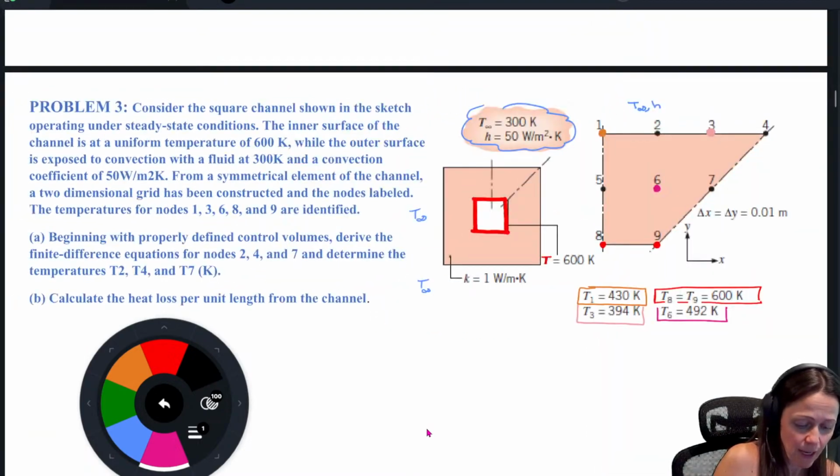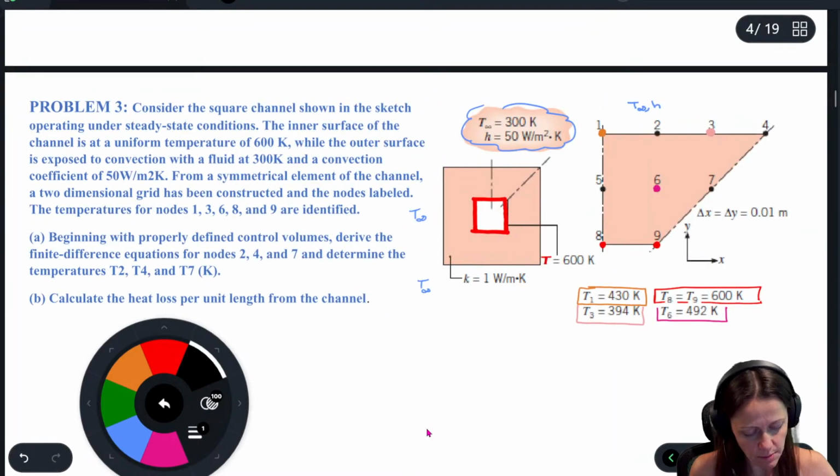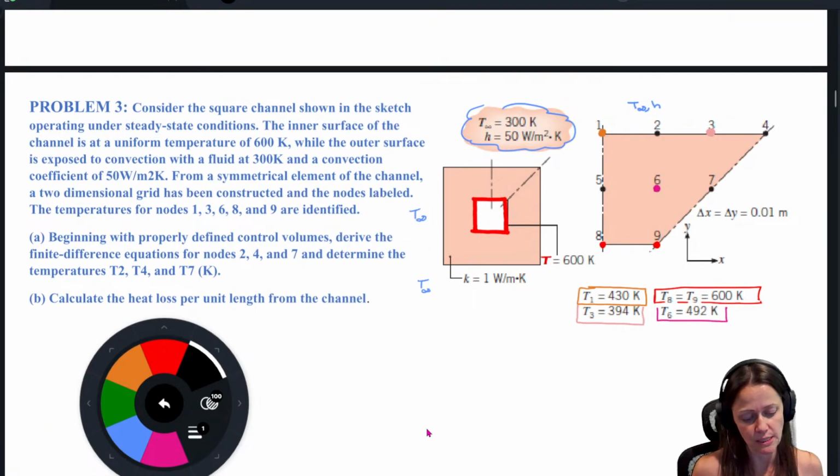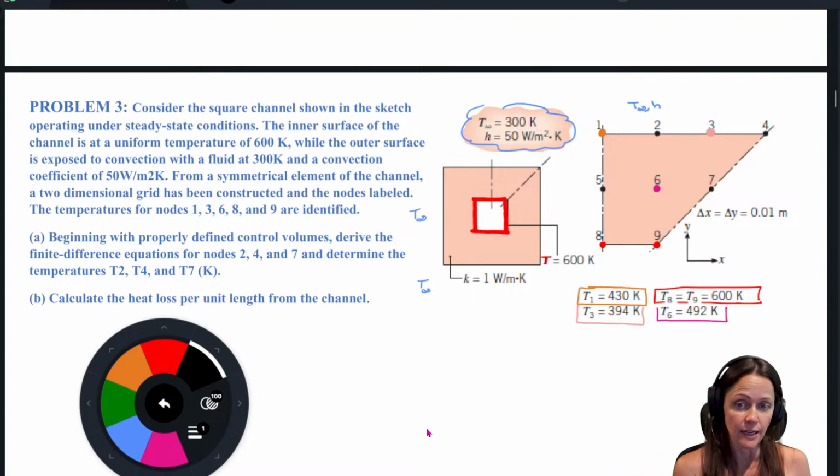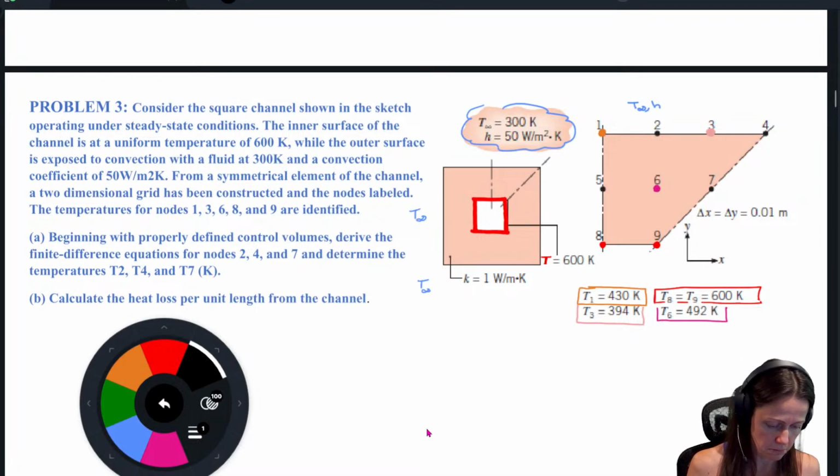Okay, and I want to know some stuff. It says, beginning with properly defined control volumes, derive the finite difference temperature equations for nodes 2, 4, and 7. So I'm going to have 3 equations by doing an energy balance on nodes 2, 4, and 7. And then we need to find the heat loss per unit length from the channel. Okay.